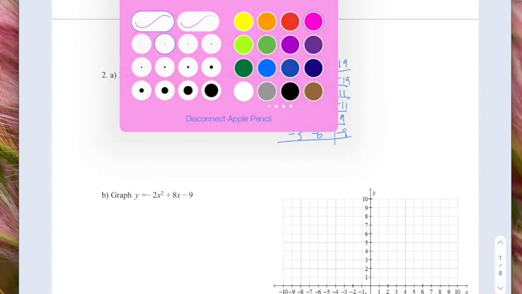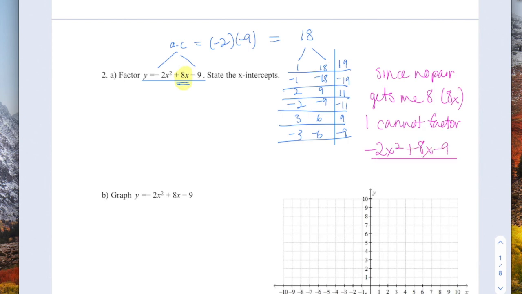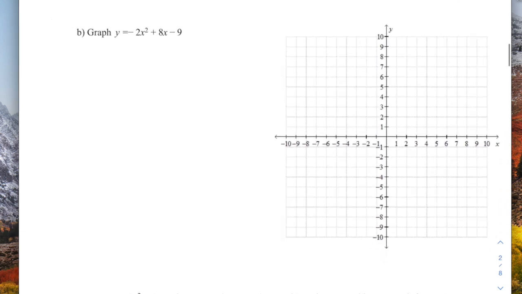But since no pair gets me 8, or I should say 8x, I cannot factor -2x squared plus 8x minus 9. So, okay, I also can't state the x-intercepts because I can't factor. So what do I do for part B? Well, does that mean I can't graph it? Not at all. We know how to graph this actually.